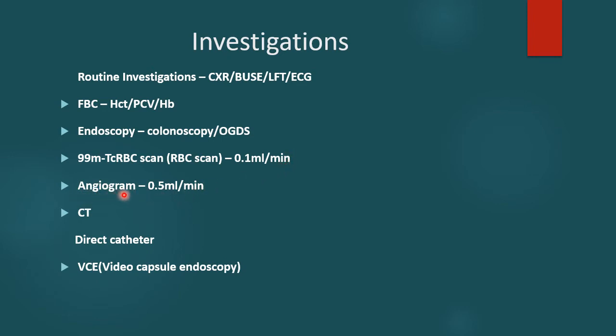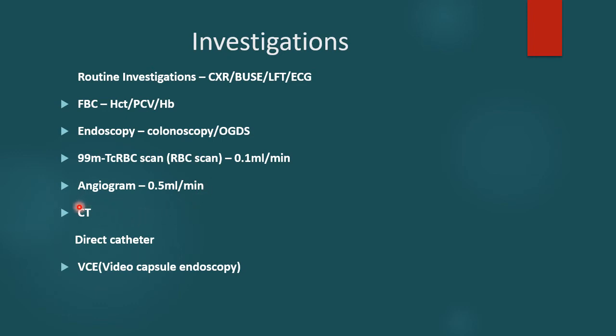Next is angiogram. Angiogram is another important investigation, and it is also very accurate. It detects bleeding as low as 0.5 mL per minute. The principle of it is similar to the RBC scan: contrast is given to the patient intravenously or intra-arterially, and then films are taken to see where the extravasation of the contrast takes place.